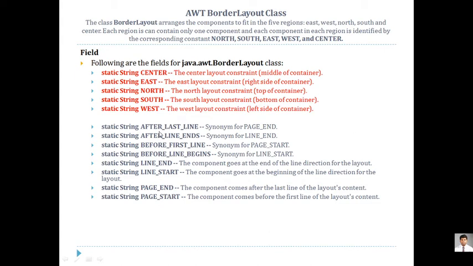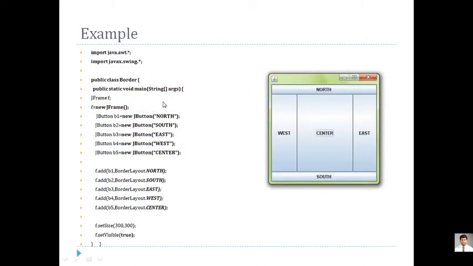Apart from this, there are some different constant values. We are not focusing on these because it becomes very complicated: after last line, after line ends, before first line. So we will not go for executing these properties. The major part will be focusing on displaying these values. So now we will be writing the code for this.